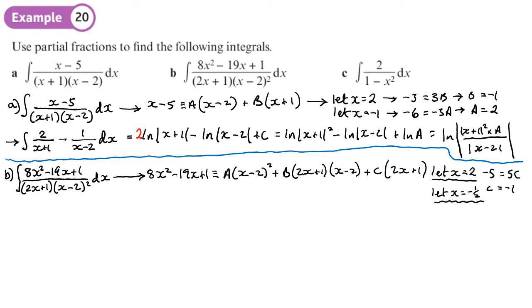Putting that on the calculator, that will give me 25 over 2 equals 25 over 4A, which tells us that A equals 2. Now let's just highlight these answers. There's a lot of work and easy to lose them. So C is minus 1, A is 2. Now what we need to do to find B, we need to compare coefficients, because there isn't a number we can substitute in that's going to make this part, the A part, and this part disappear, leaving us with B.